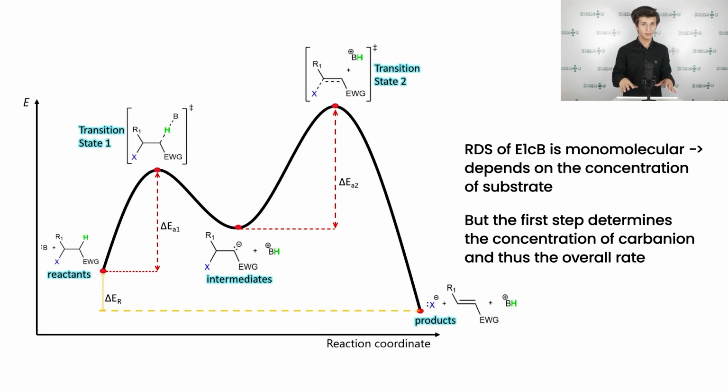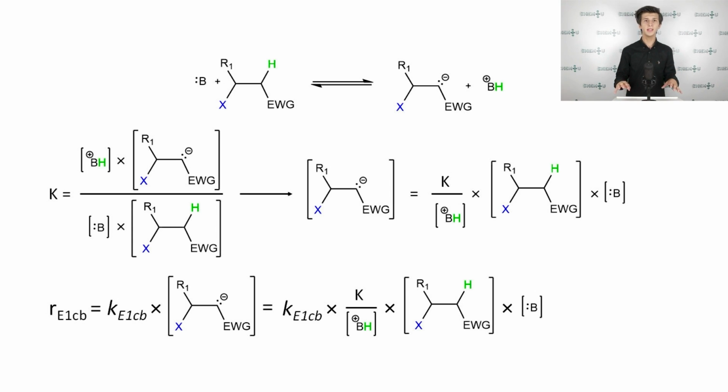To be more specific, the concentration of base is directly proportional to the concentration of carbanion, which is involved in the rate-determining step. On the slide you can see the derivation of the kinetic equation for the E1cB mechanism. Let us evaluate it together.